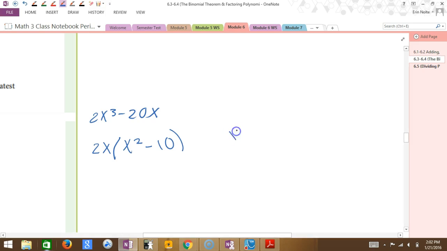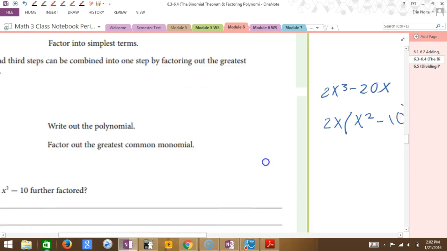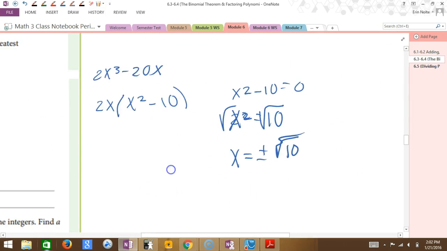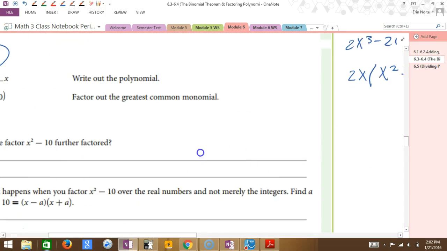So if I were to set this equal to 0, it would be x squared is equal to 10. Square root both sides, and I have x is equal to plus or minus square root of 10, or plus or minus 10. Did I write that wrong? Yeah. It's supposed to be minus 20.